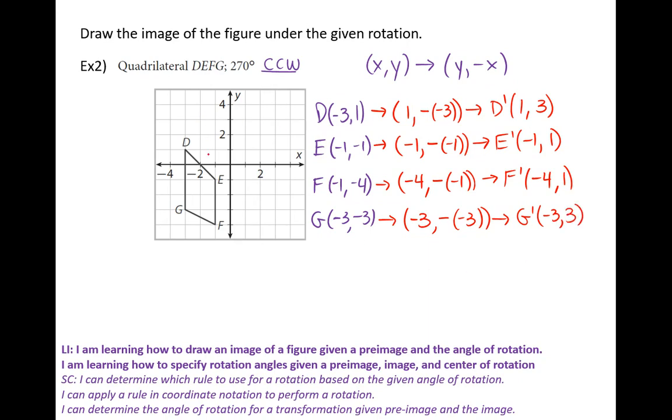Let's put those points on the graph. I have D prime at 1, 3. I have E prime at negative 1, 1. Can't really see the prime there. Let me fix that. And then F prime at negative 4, 1. And G prime at negative 3, 3. So there's G prime. Connect the dots.